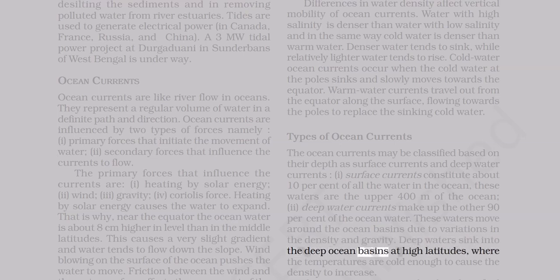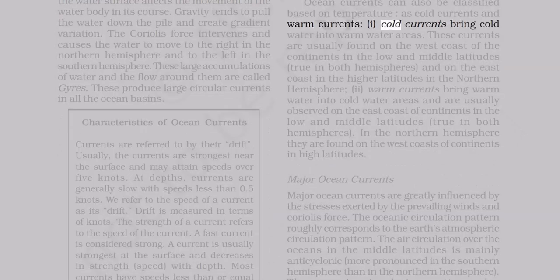Deep waters sink into the deep ocean basins at high latitudes, where the temperatures are cold enough to cause the density to increase. Ocean currents can also be classified based on temperature, as cold currents and warm currents. 1, cold currents bring cold water into warm water areas. These currents are usually found on the west coast of the continents in the low and middle latitudes, true in both hemispheres, and on the east coast in the higher latitudes in the northern hemisphere.